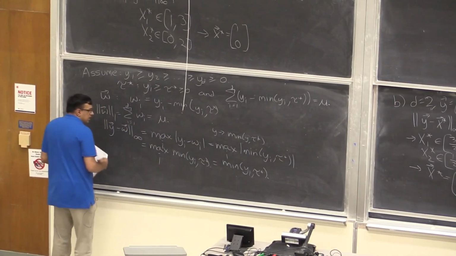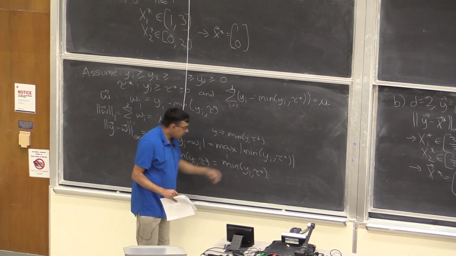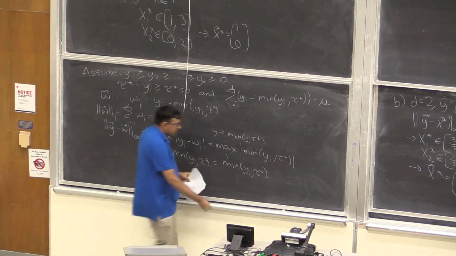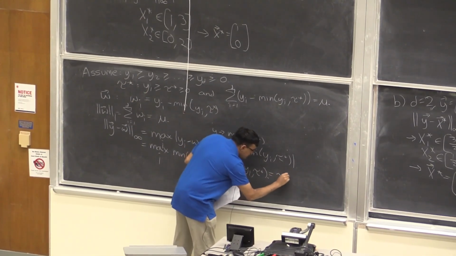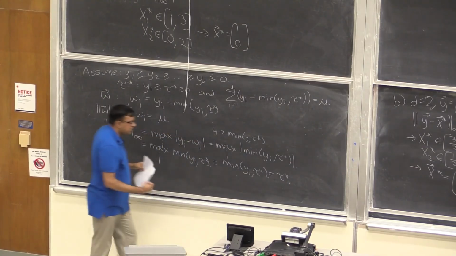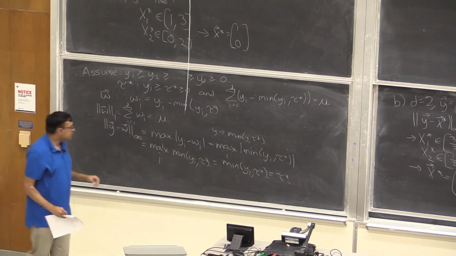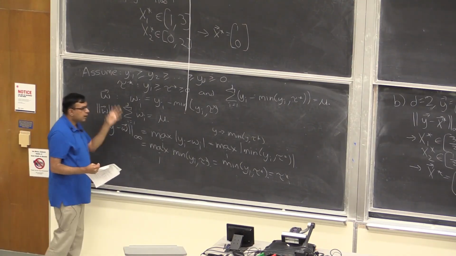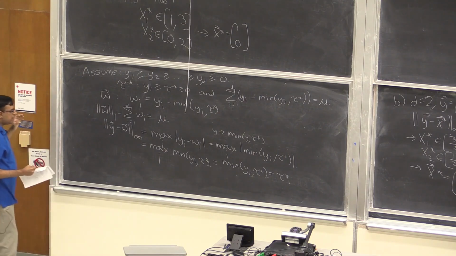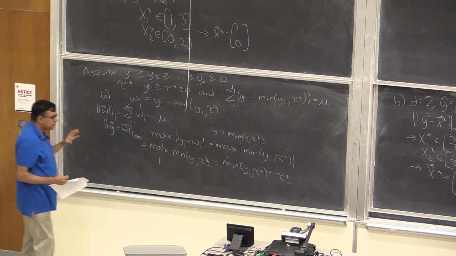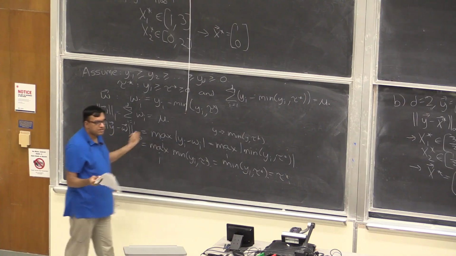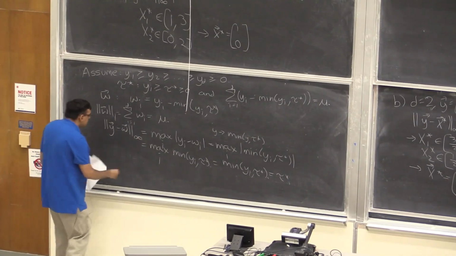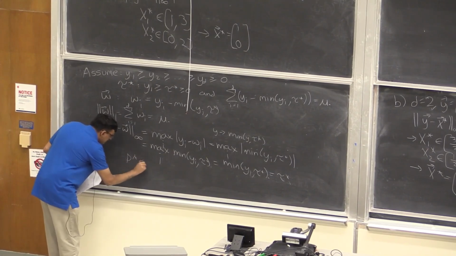In the last step, we know that this is min of y1 and tau star, and we know that y1 is greater than or equal to tau star, so this is just equal to tau star. Okay, and the claim is proved. In particular, we've shown that w is feasible for this primal problem, and that the objective value of w is tau star. So there's a point which gets objective value tau star. That means that p star is less than or equal to tau star.